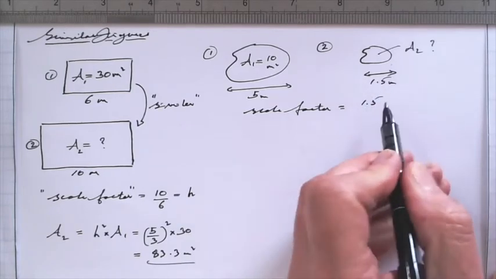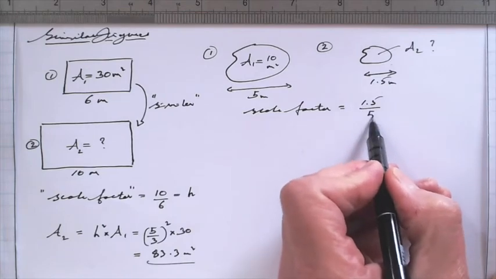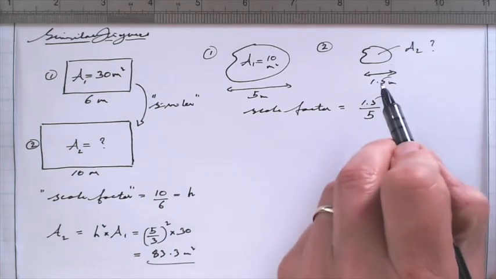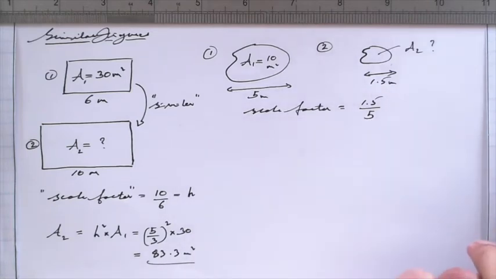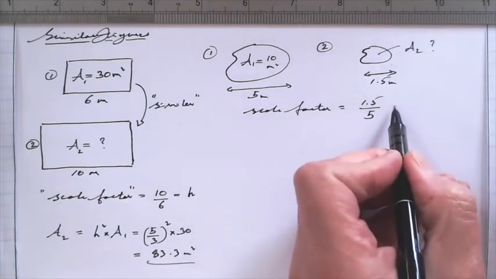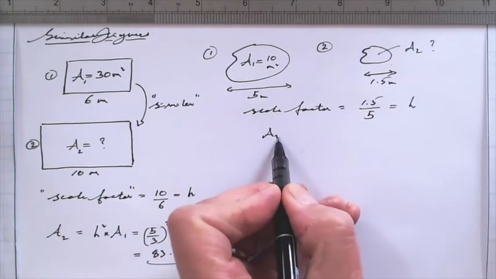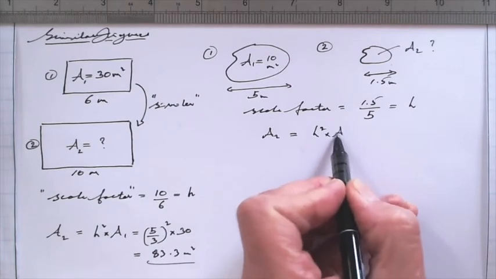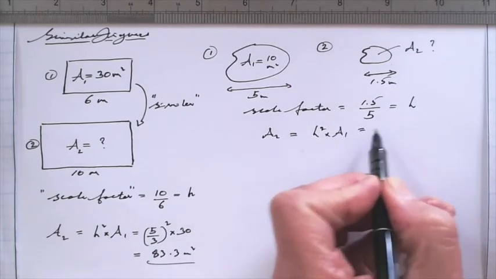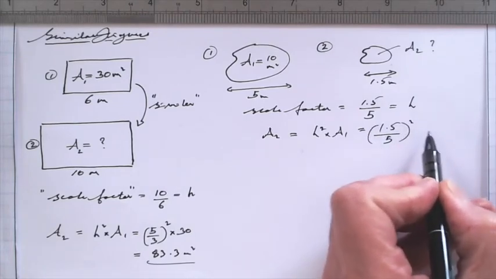This is the new figure. It's 1.5 divided by 5. The scale factor is a ratio of the two length scales that you have to hand. Let's again call that h. And then the new area will simply be h squared times the old area. So we have 1.5 divided by 5 all squared times 10.